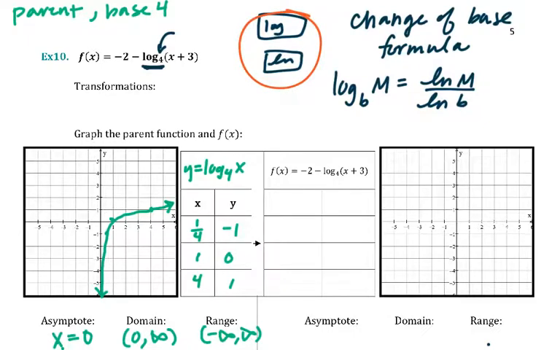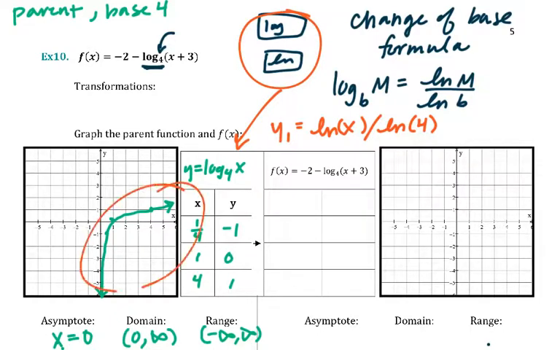So if you were trying to type this parent into your y equals, you might go to your y1, you would have to type ln x, and it's going to open and close parentheses, divided by ln 4. And that would be how you would be able to achieve seeing that picture on your calculator. So let me just make that go away.